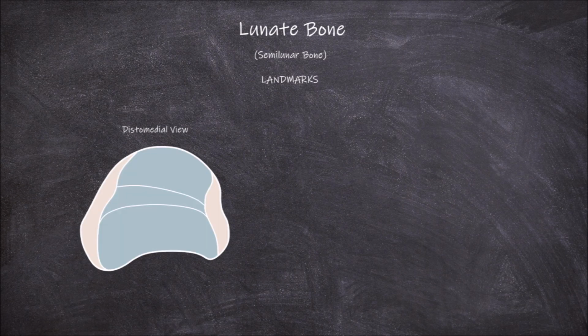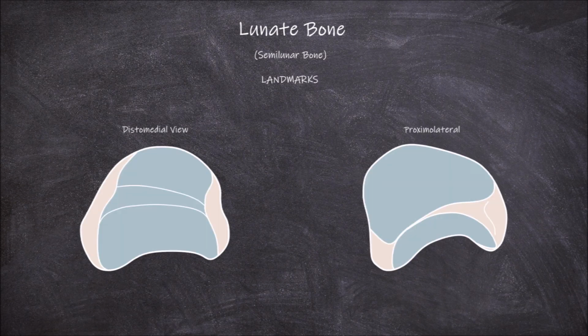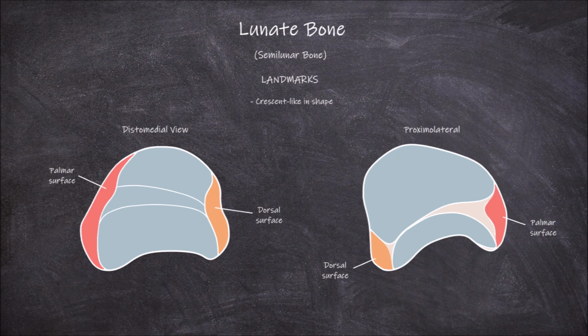Here we have the distomedial view and the proximolateral view of this bone. This bone is crescent-like in shape and has 6 surfaces. The first 2 surfaces are the palmar surface and the dorsal surface. Both of these surfaces are roughened for ligament attachment. The third surface is the proximal surface.